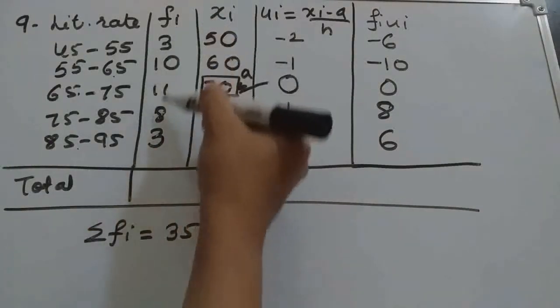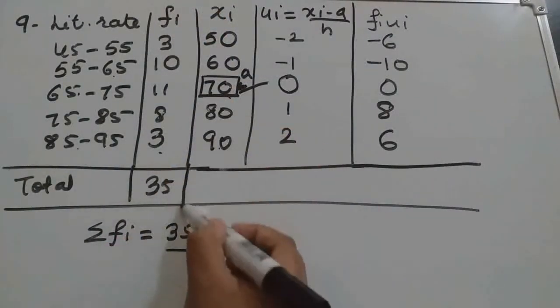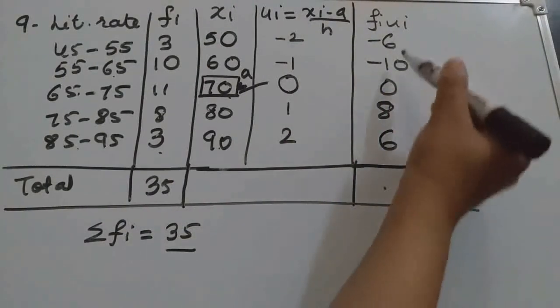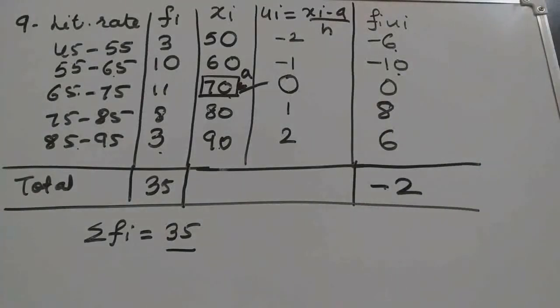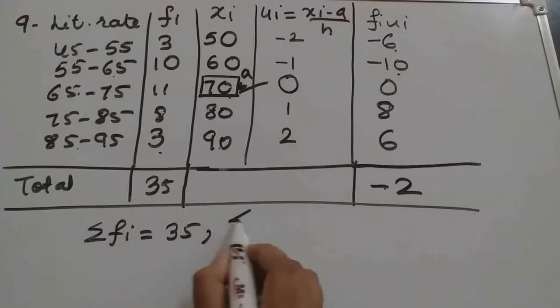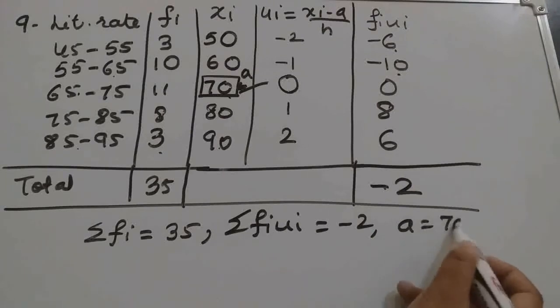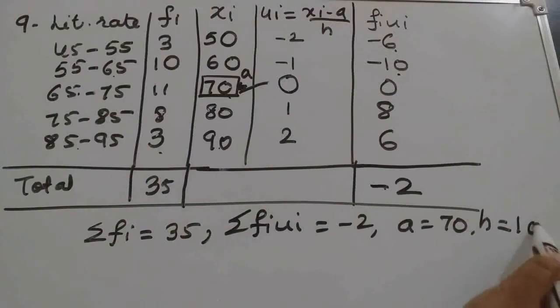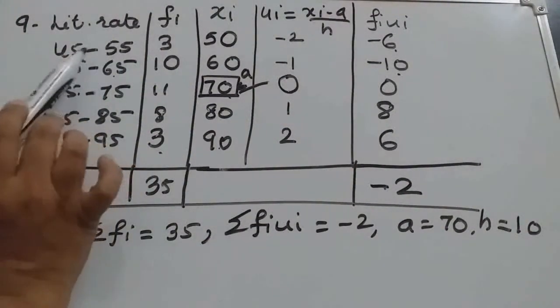Now the total. For this the total is given to you, that is 35. You can add and verify also, no problem. And here we'll find sigma Fi Ui total. So see, 6 minus 6 will go, minus 10 plus 8 means minus 2. Now we'll apply the formula here. Sigma Fi is 35, sigma Fi Ui is minus 2 and A is 70. And what about H? H is 10, the class size is 10. You can find it as the difference of the upper limit and lower limit.